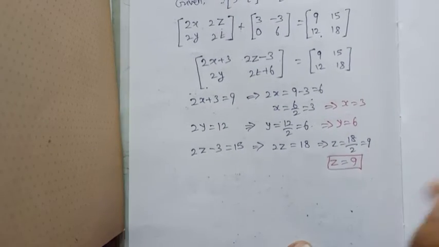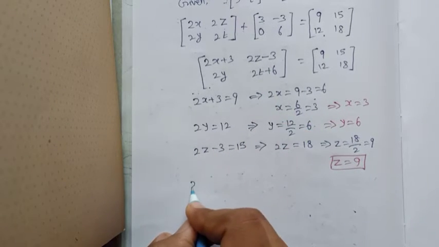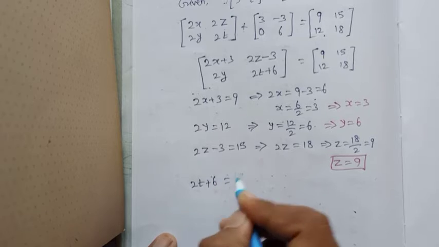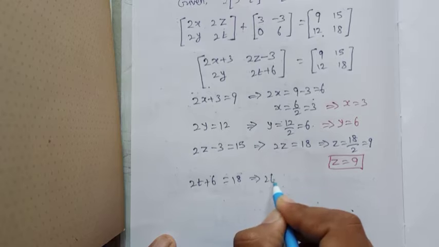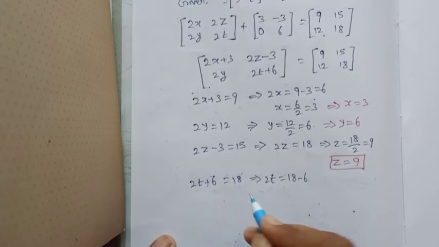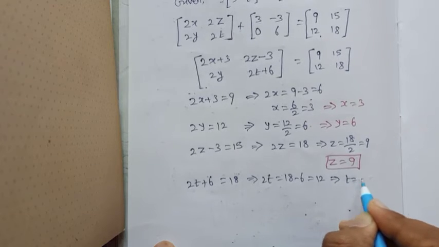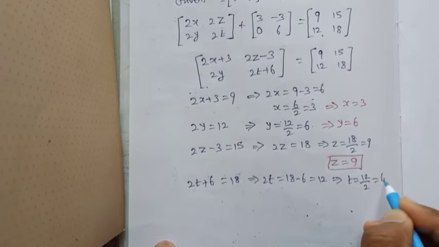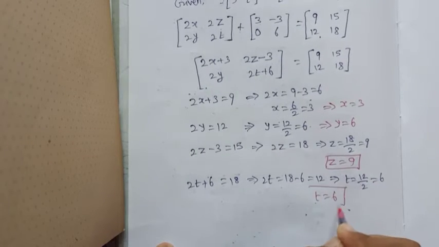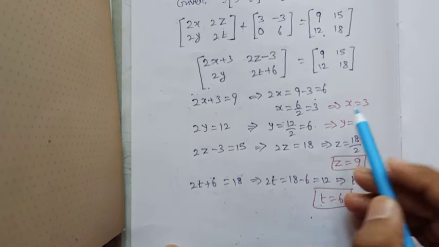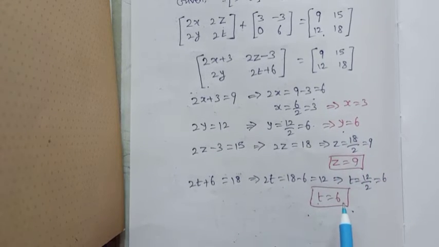And t value means the last element, 2t plus 6, equating the corresponding element, is 18, which implies 2t is equal to 18 minus 6, we get 12. So which implies t is equal to 12 by 2, that is 6. Therefore the t value is 6. We have seen x value is 3 and y equal to 6, z equal to 9, t equal to 6.